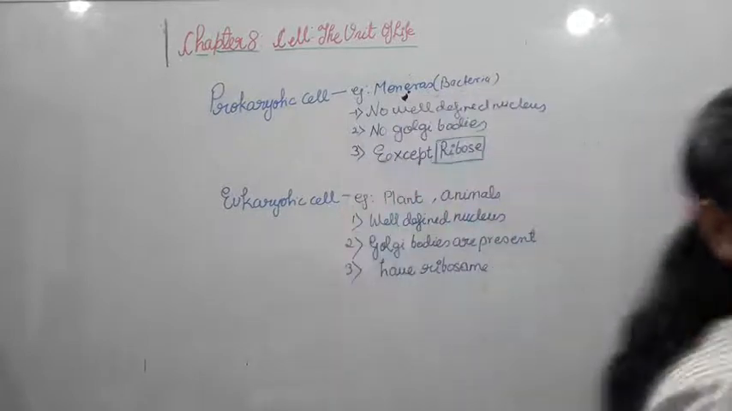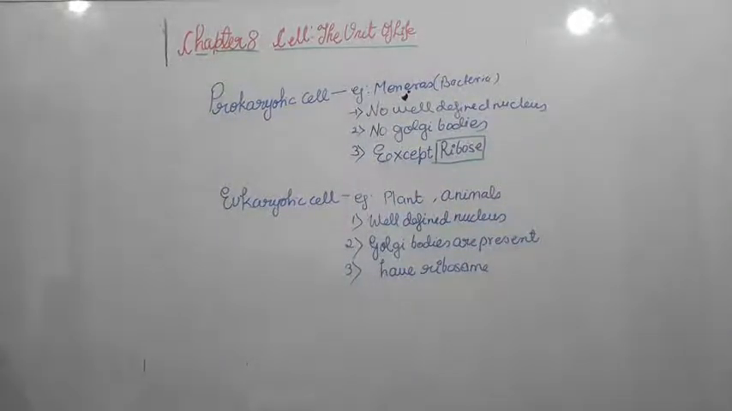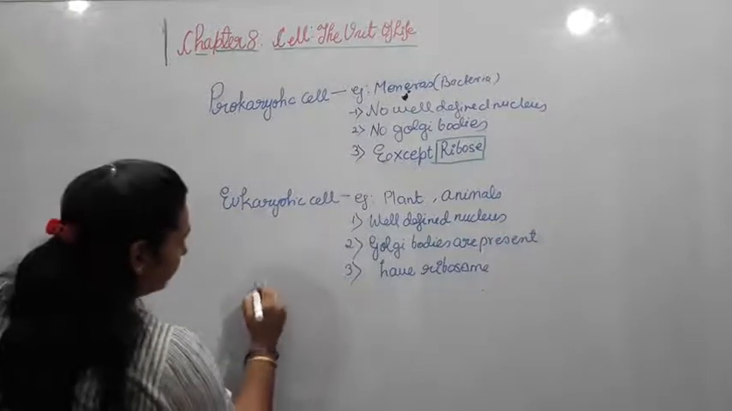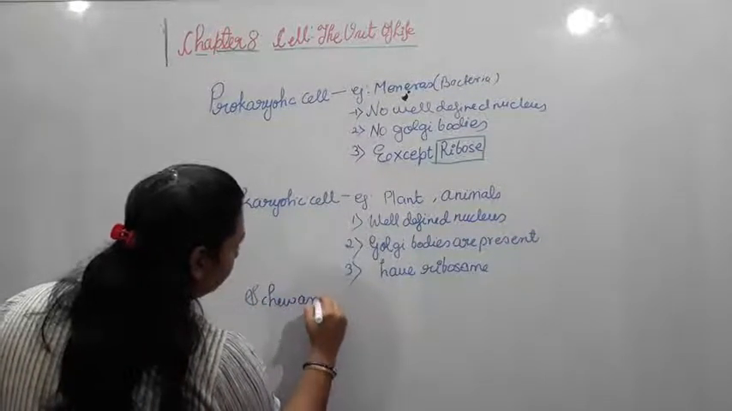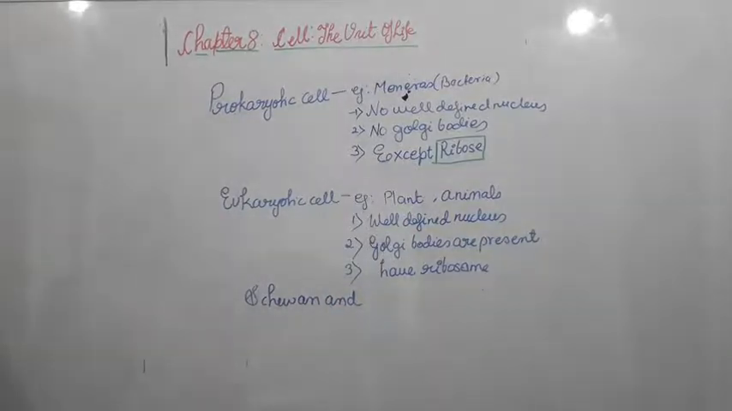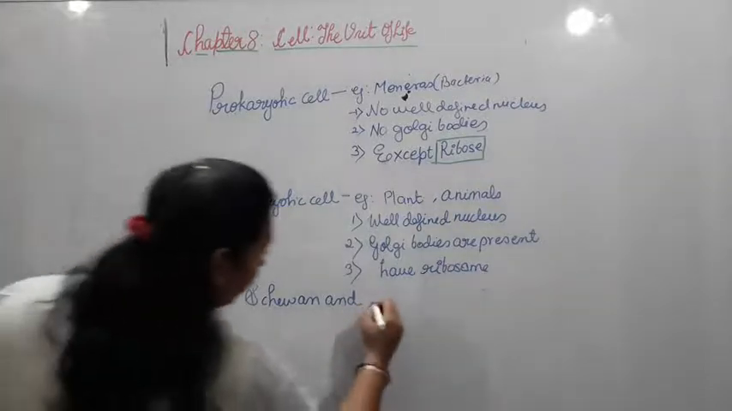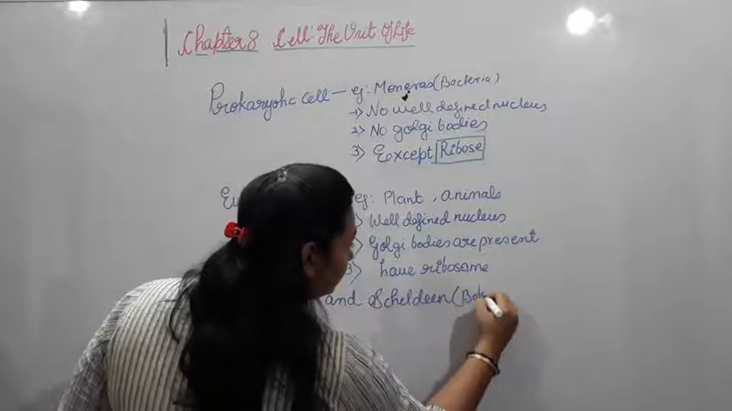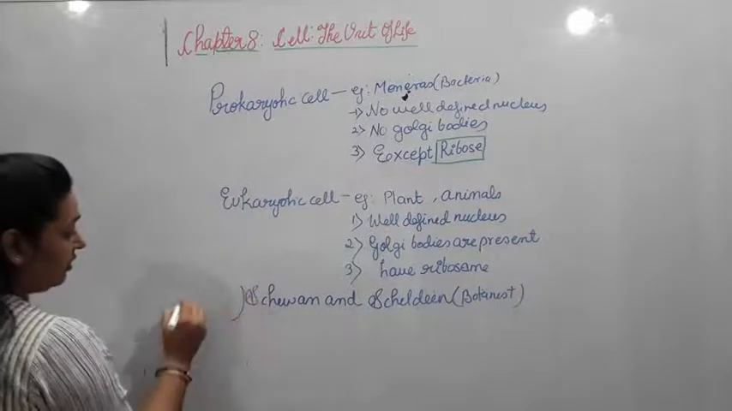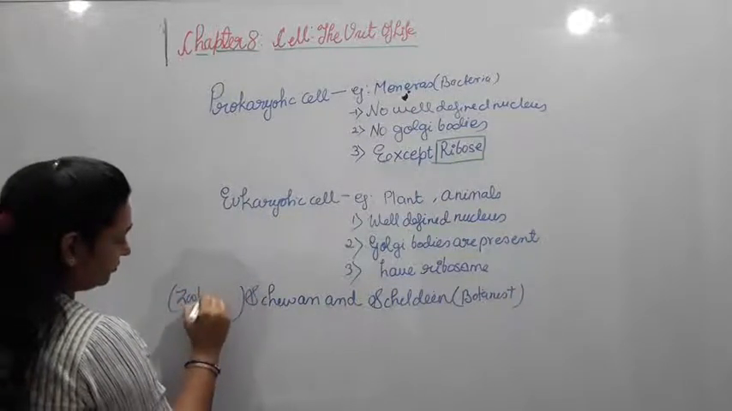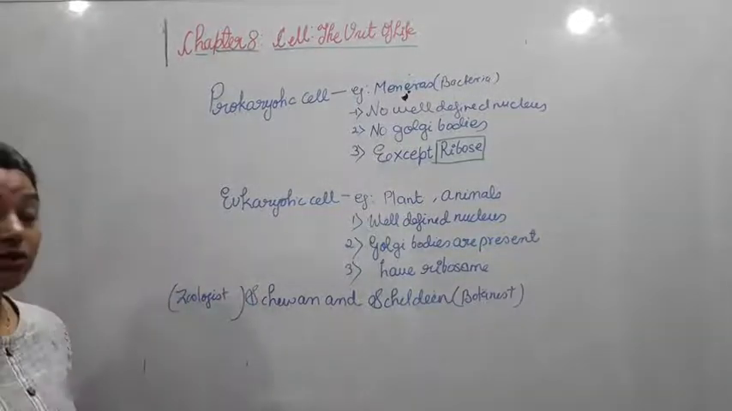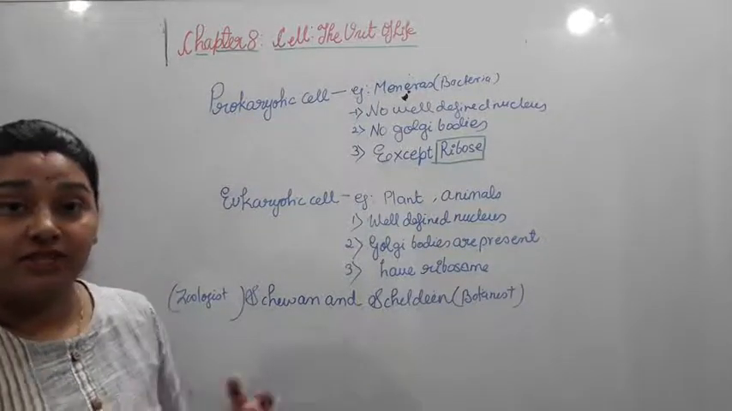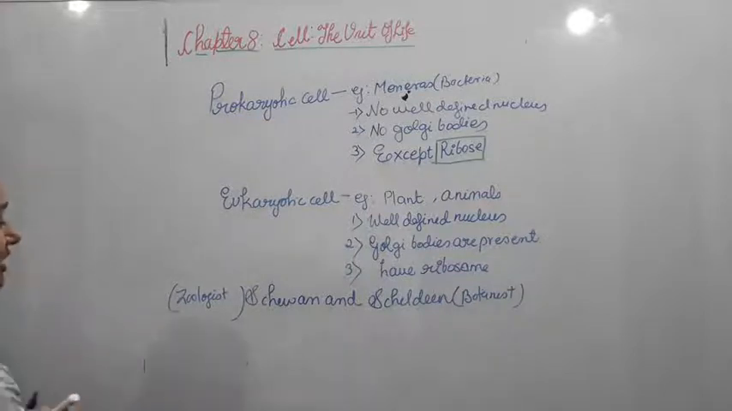So now let us move ahead and see new things. Now let's see what the cell theory actually was. There were two scientists, Schwann and the other scientist, Schleiden. He was a botanist, whereas Schwann was a zoologist. They did the experiment, and because of their experiment they came to know about cell differentiation and all. So they gave the cell theory.